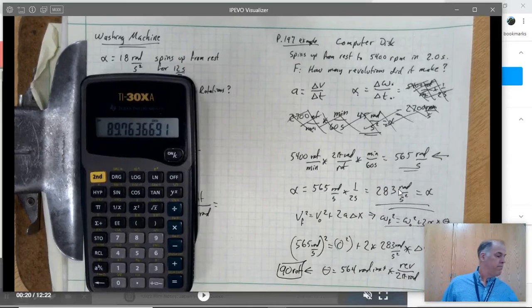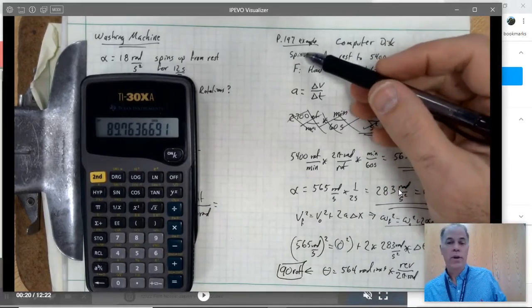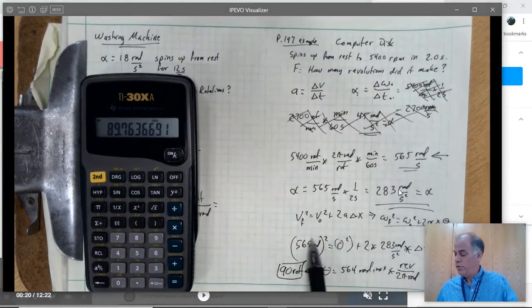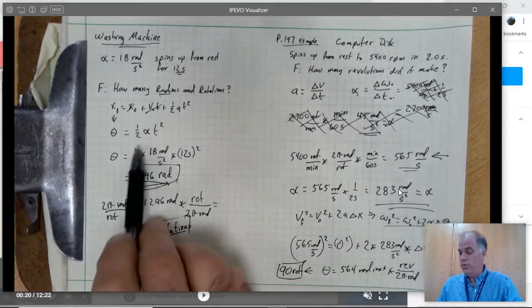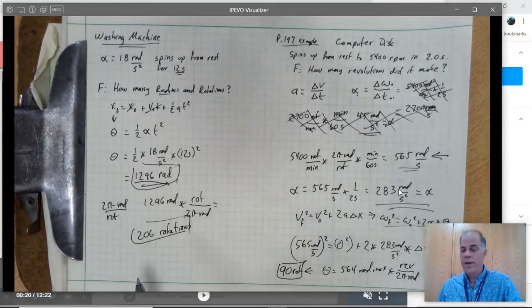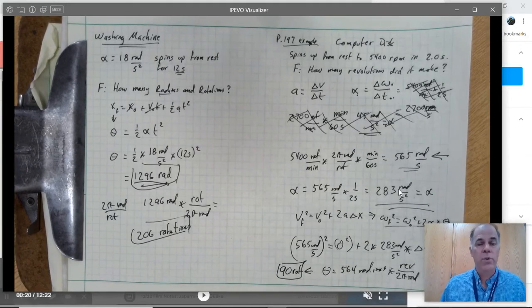That's the answer. All right, and as I said, that's on page 197. They don't use this equation. They instead use this one in their process, but they get to the same result. Okay, that should be enough to get you unstuck.